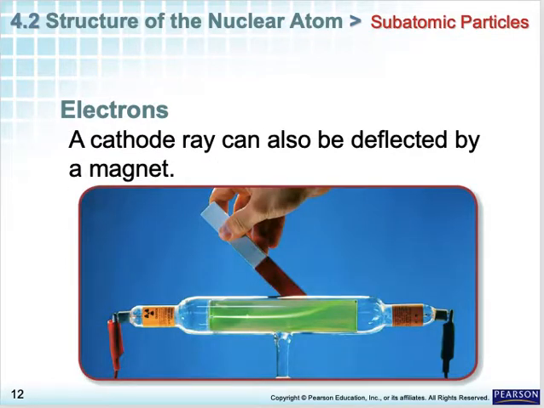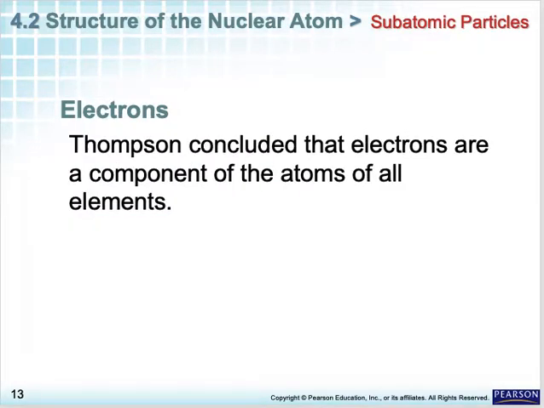And we can do this kind of experiment here in class next week. Even a magnet will deflect that ray towards the magnet if you're using the positive end. He concluded that electrons are components of all atoms because it didn't matter what gas he put within the tube, he got the same result.